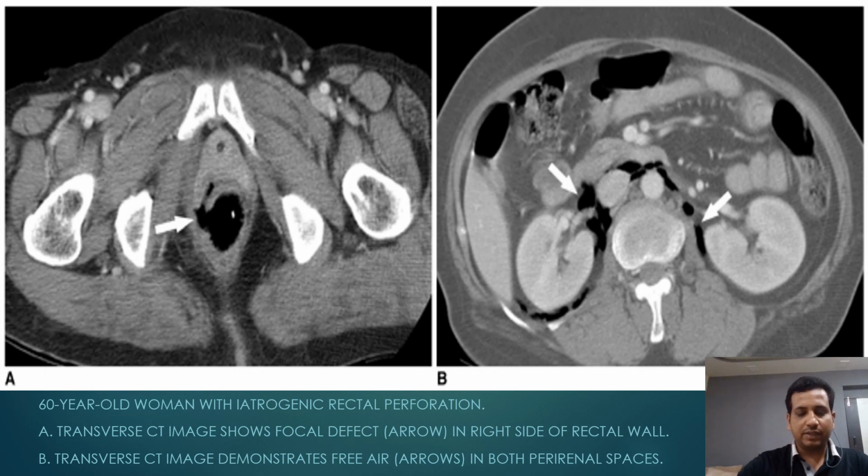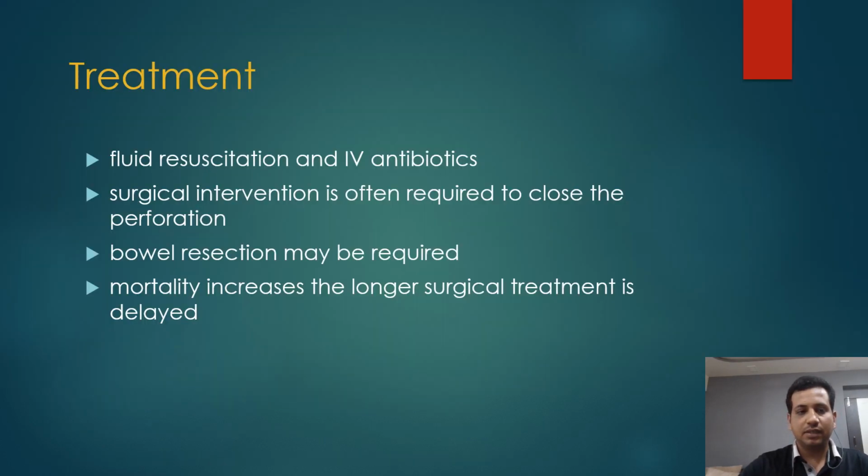And this is a case of rectal perforation. Here you can see this is the rectal wall, and there's a discontinuity here, and air is seen outside the rectal wall. This air is tracking along the perirenal space on both the sides. So these are the different cases of perforation.